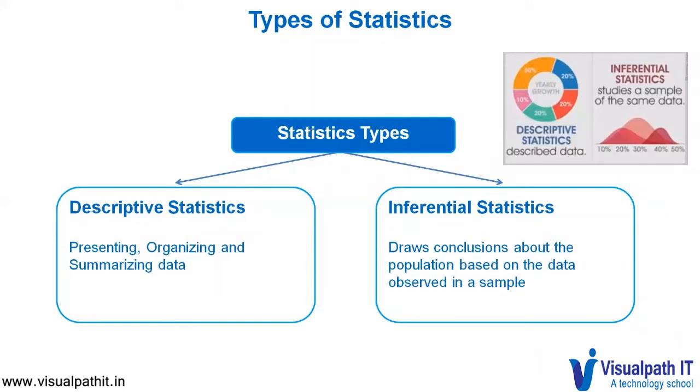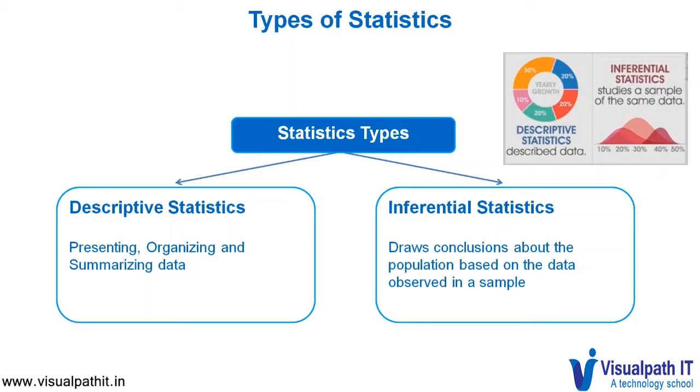Statistics is of two types: descriptive statistics and inferential statistics. Descriptive statistics primarily deals with historical data, and it presents, organizes, and summarizes the historical data for analysis. And based on this analysis, inferential statistics draws conclusions about the population based on the data observed in a sample. And then it extends this sample to a population for further analysis.